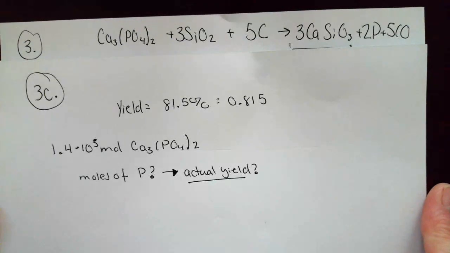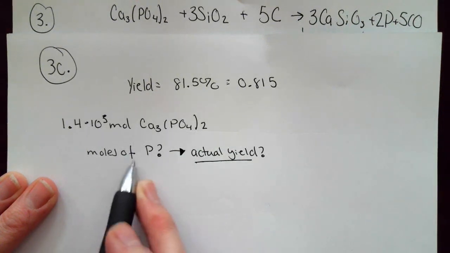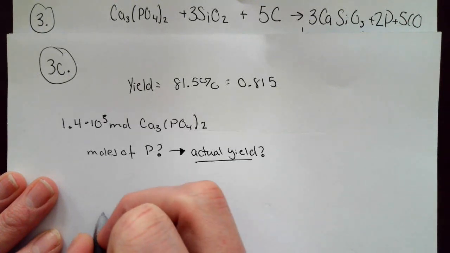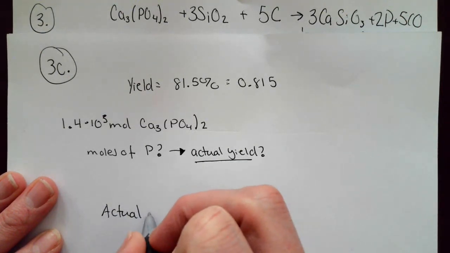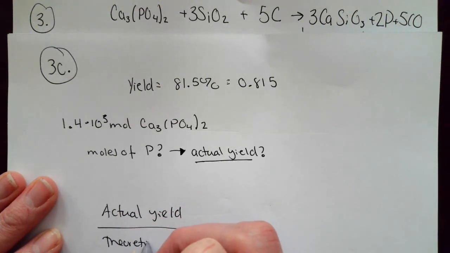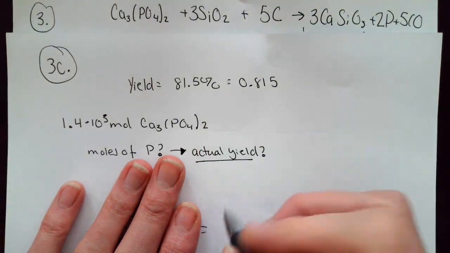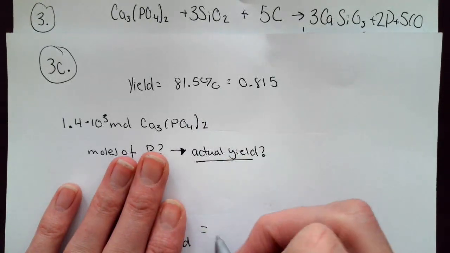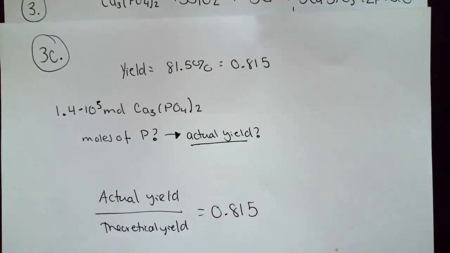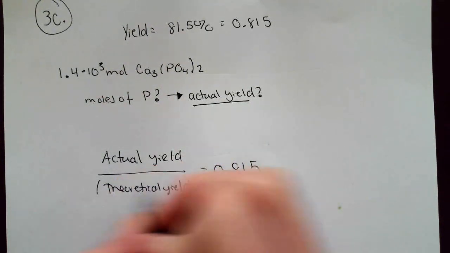Now, as a problem solver, what I would want you to do here is think about, what do I have that relates this kind of information together to solve for the moles of phosphorus? And the one you know is going to be actual yield divided by theoretical yield equals, and it's 100 times that or just this. So I'm just going to set it equal to the number 0.815. All right, so we want to know what the actual yield is. Let's figure out what the theoretical yield is.